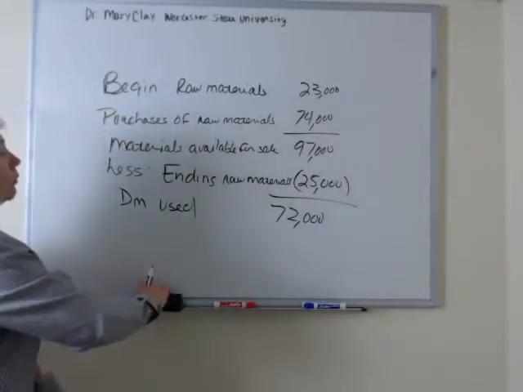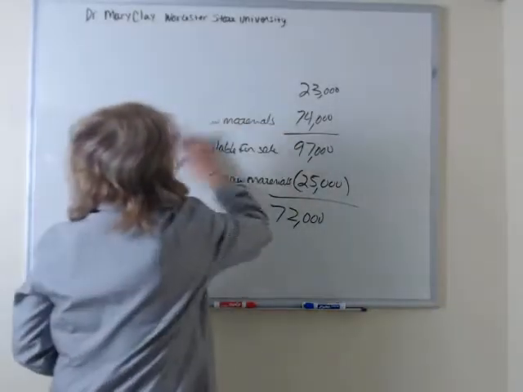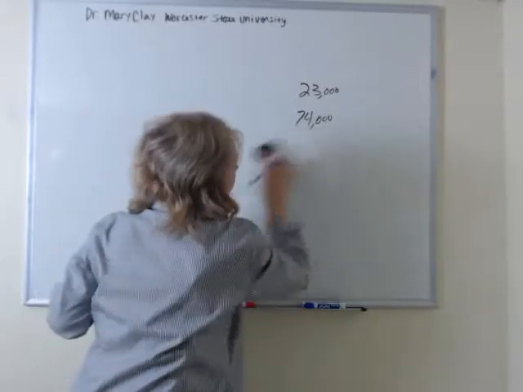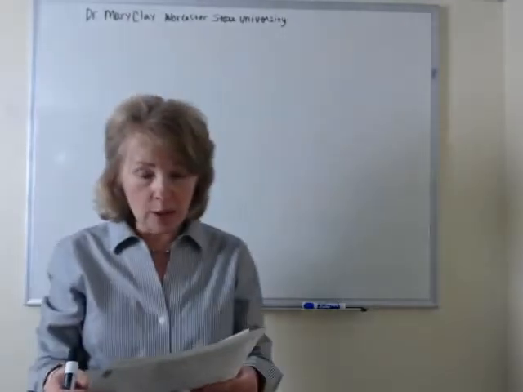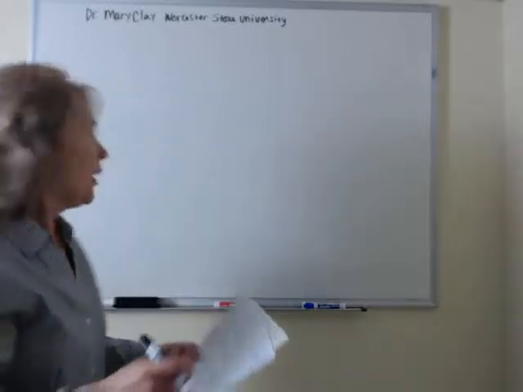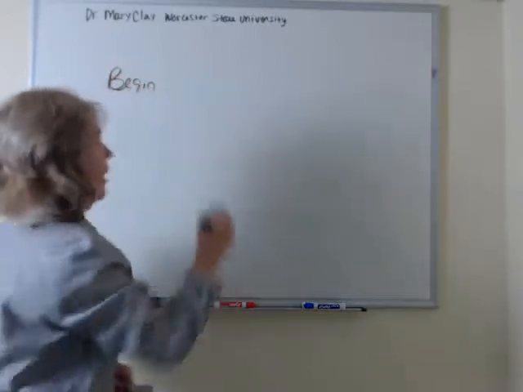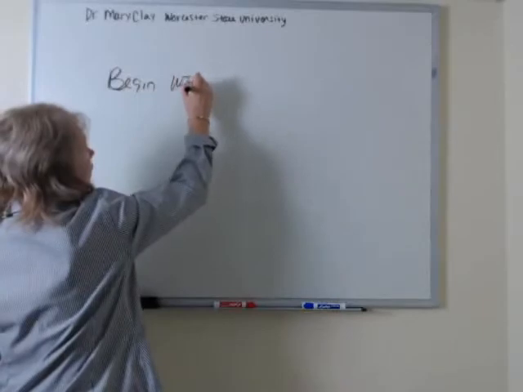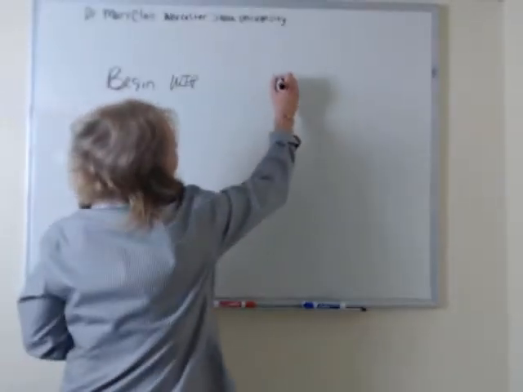Remember that 72, I'm going to erase. So now we have direct materials used, that's 72,000. Next, we're going to figure out how to complete cost of goods manufactured. We will start with beginning work in process. I'm going to make my life easy and call it WIP. When you work in the lab, you'll have the drop-down window. Beginning work in process, 35,000.